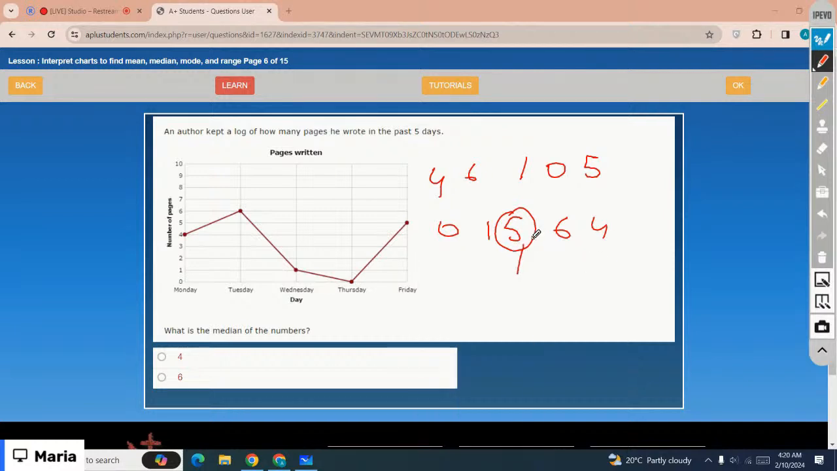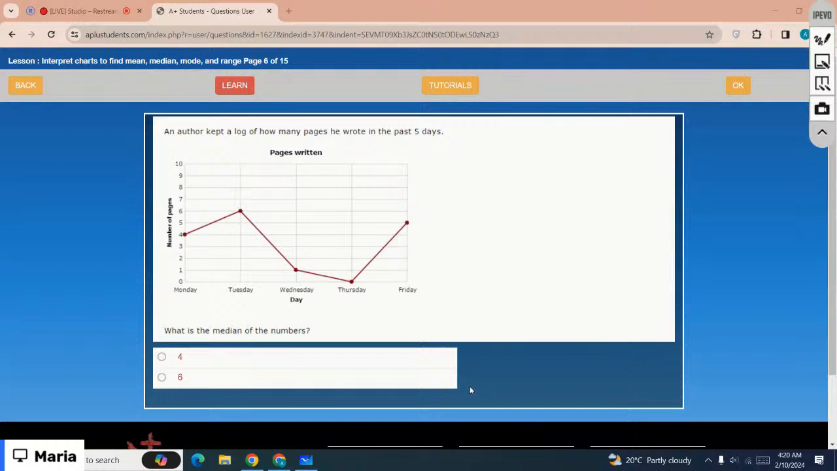No, you have to arrange them like this: 0, 1, 4, 5, 6. 4 is the median that divides the data into two equal parts. Here you have two numbers, and here you have two numbers. These two numbers are less than the median and these two numbers are greater than the median. So the median is 4. Got it? The correct option is 4.